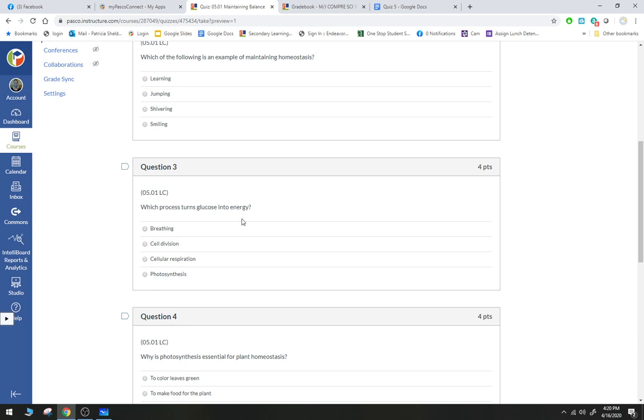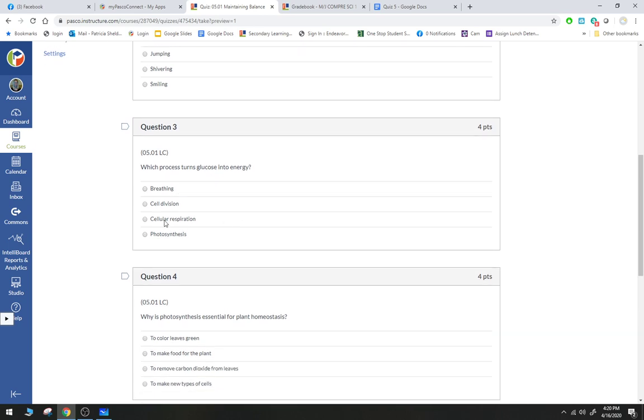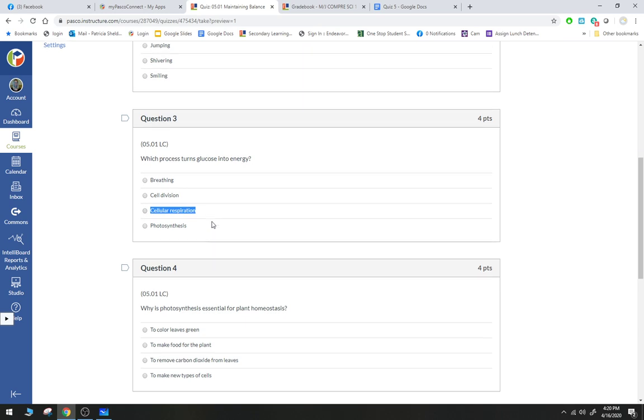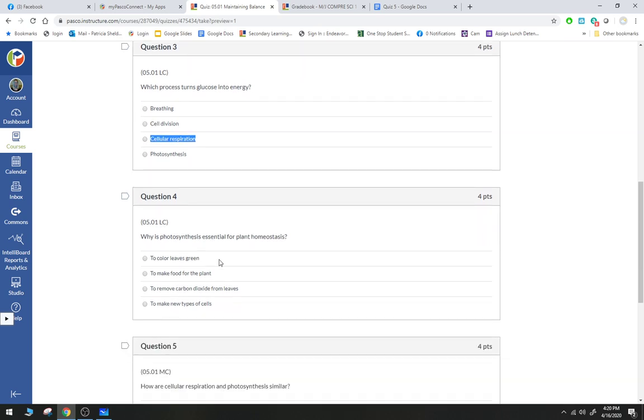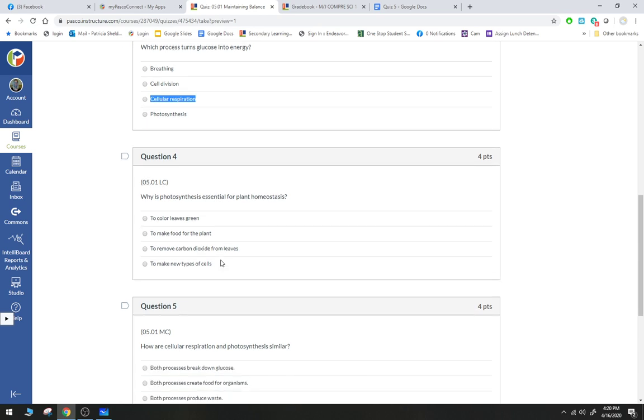Which process turns glucose into energy? That was cellular respiration. Why is photosynthesis essential for plant homeostasis? Because it makes food for the plant. Okay, that's how plants stay alive.